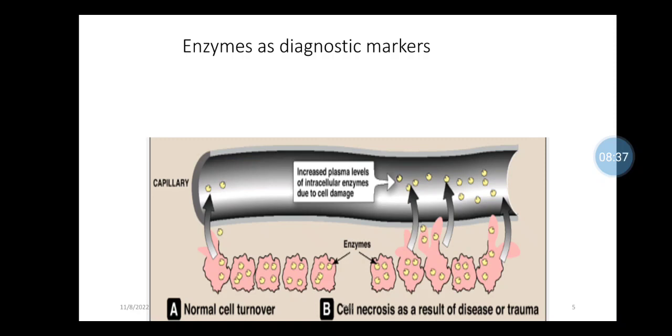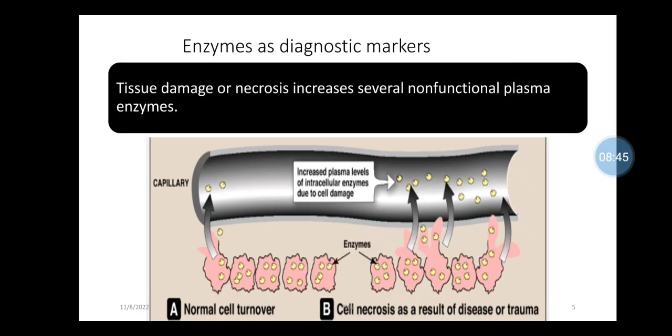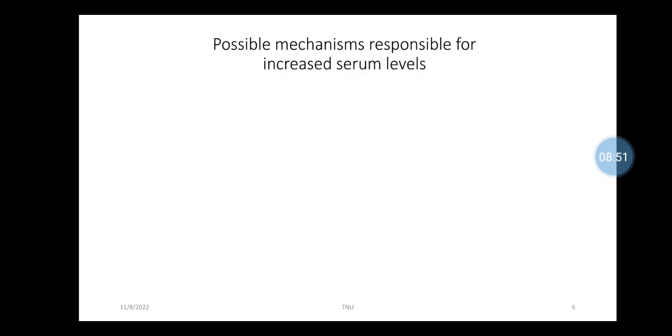So increased plasma level of intracellular enzymes indicates cell damage. It is due to cell damage. So tissue damage or necrosis increases several non-functional plasma enzymes. Now, possible mechanism responsible for increased serum levels. So what are the possible mechanisms where the serum level of the enzymes is increased?